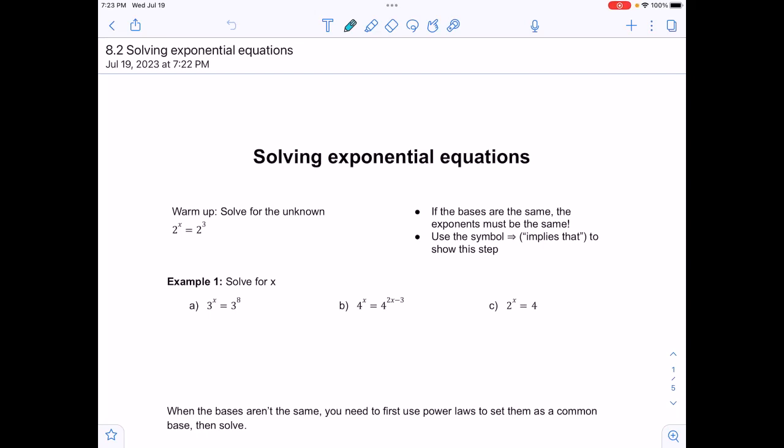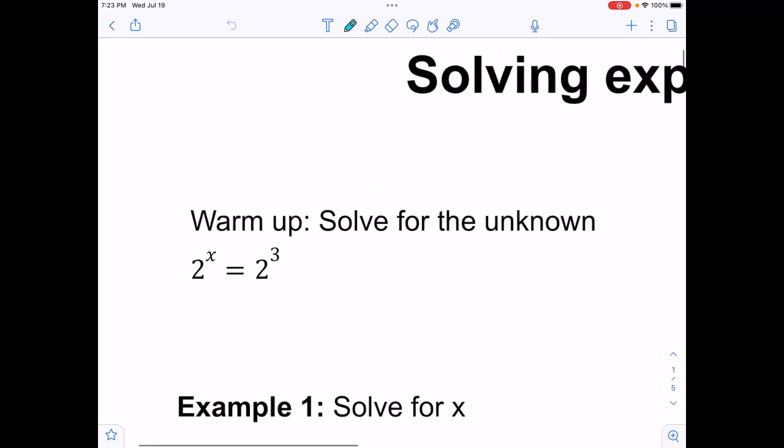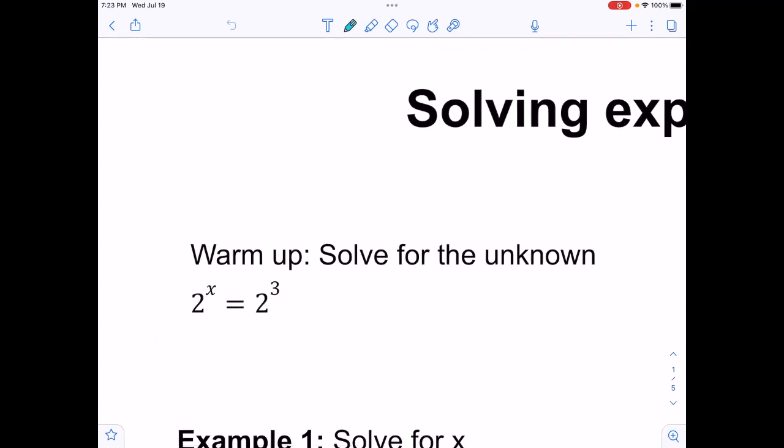Alrighty, let's talk about some exponential equations here and how to solve. This is an example of an exponential equation. The x, the variable, is actually in the exponent, which is what makes this different than other types of equations. In this question here, we're being asked to solve for the unknown.